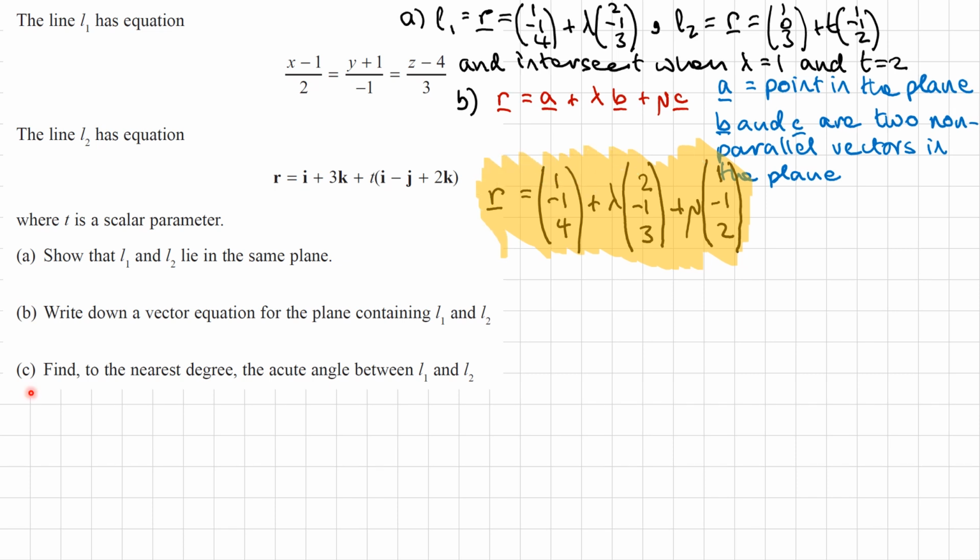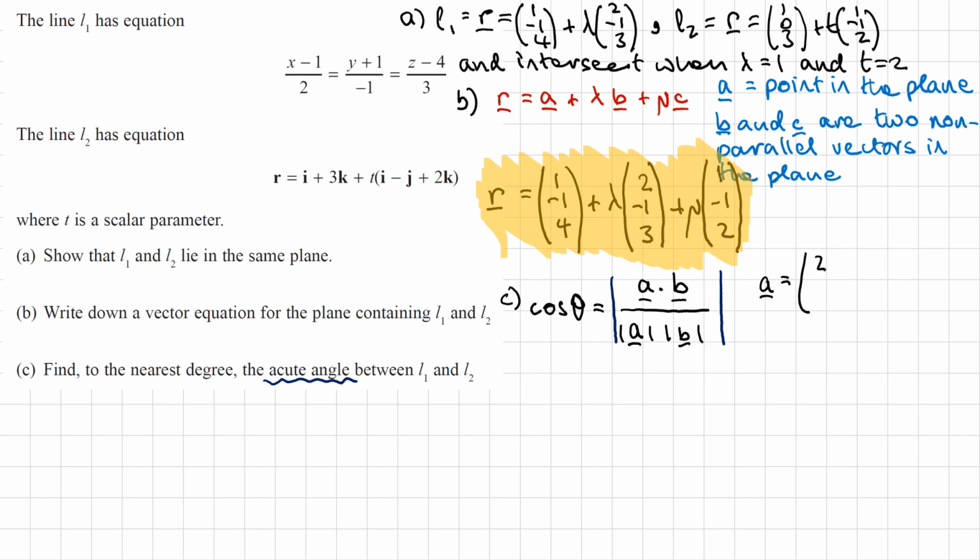And lastly, part C, what I want to do is to find to the nearest degree the acute angle between L1 and L2. Now I'm going to be using this formula here to find the cosine of the angle between L1 and L2. Because it says find the acute angle, if you do the modulus of what you have on the right hand side here, that will always ensure that it's the acute angle. If you don't and you get an angle that's bigger than 90 degrees, just do 180 minus that angle that you get. So a and b are going to be the directions of my two lines that I want to find the angle between. So a is going to equal the direction of L1, which is 2, negative 1, 3. And the vector b, that's going to equal the direction of L2, which is going to be 1, negative 1, 2.